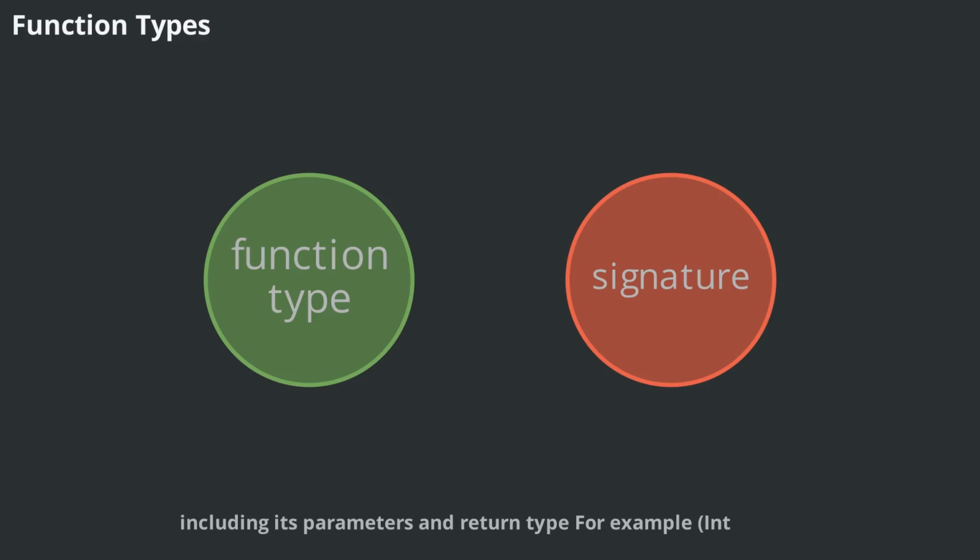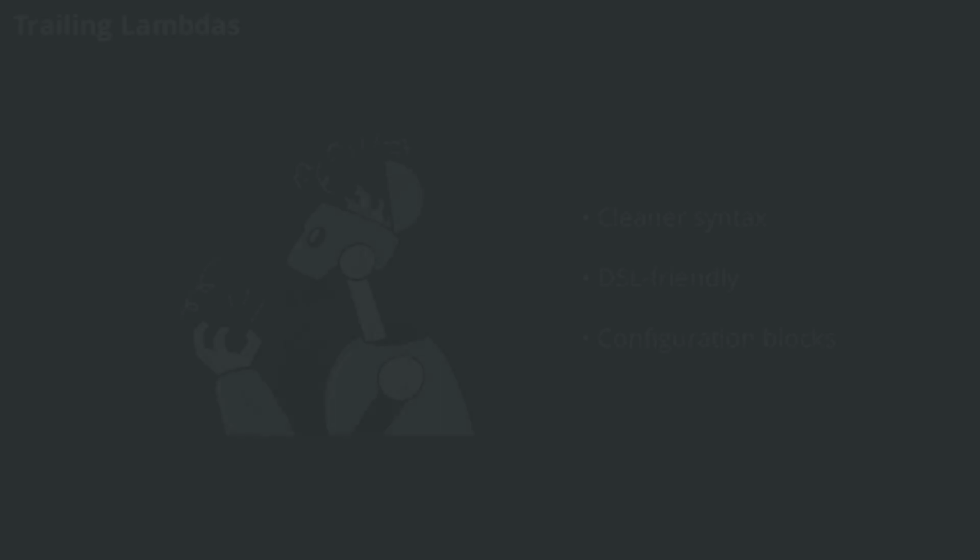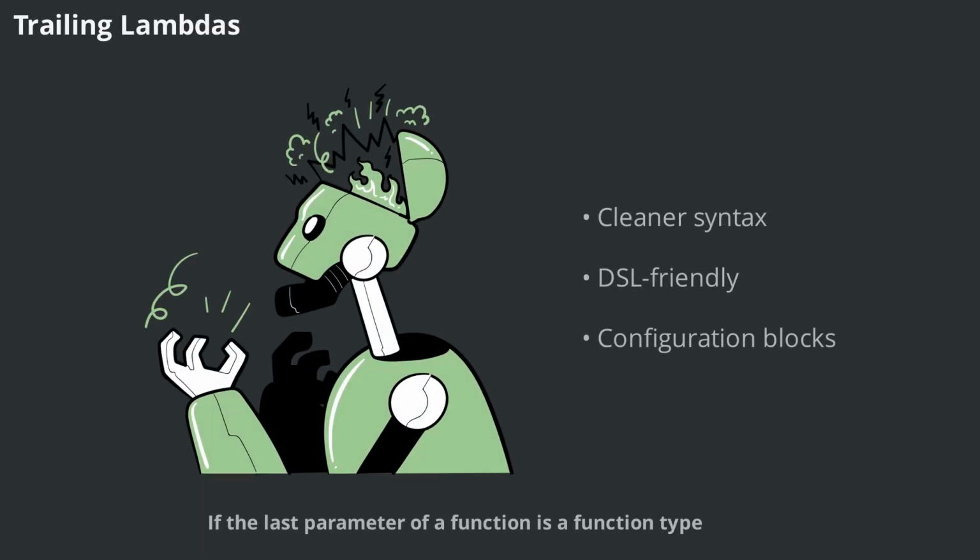For example, (Int, Int) -> Int describes a function that takes two integers and returns an integer. This allows you to declare variables and parameters that expect specific kinds of functions. If the last parameter of a function is a function type, you can place the lambda outside the parentheses. This trailing lambda syntax makes your code cleaner and more readable, especially when working with DSLs or configuration blocks.